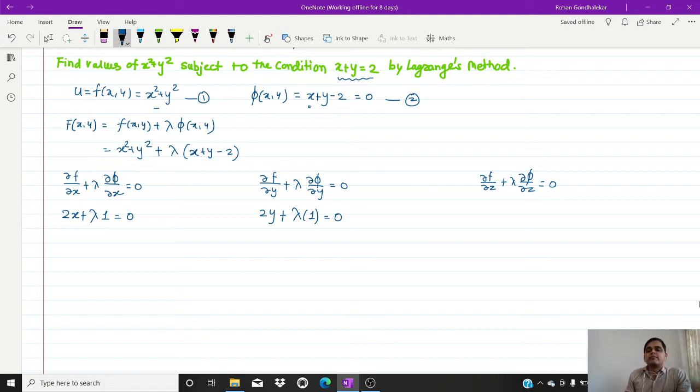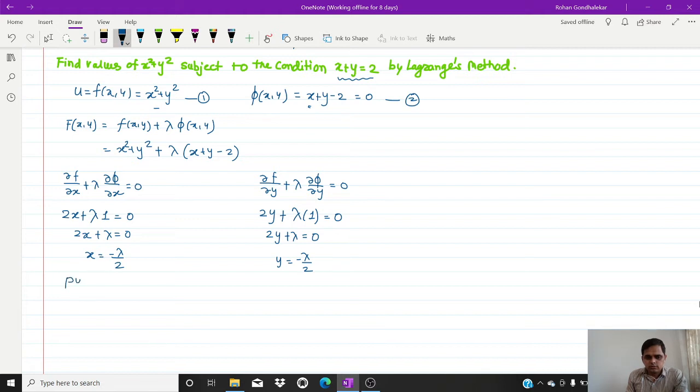Now see, ∂f/∂z plus lambda into ∂phi/∂z cannot be evaluated here because this is a function of only two variables. So let's remove this part. Now from this, what I'm getting, 2x plus lambda is equal to 0 and then 2y plus lambda is equal to 0. Is it? Now this 2x plus lambda gives me x is equal to minus lambda upon 2 and y is also equal to minus lambda upon 2.